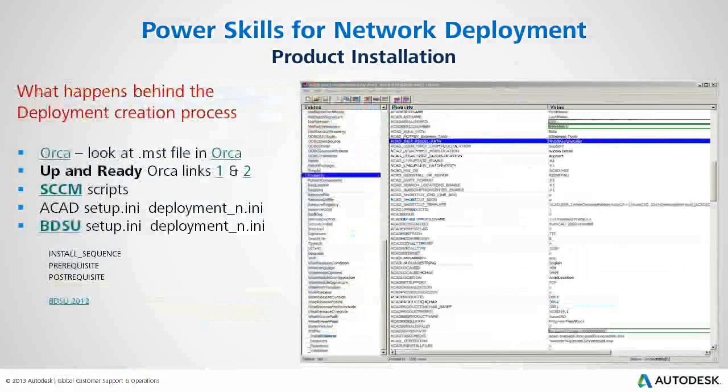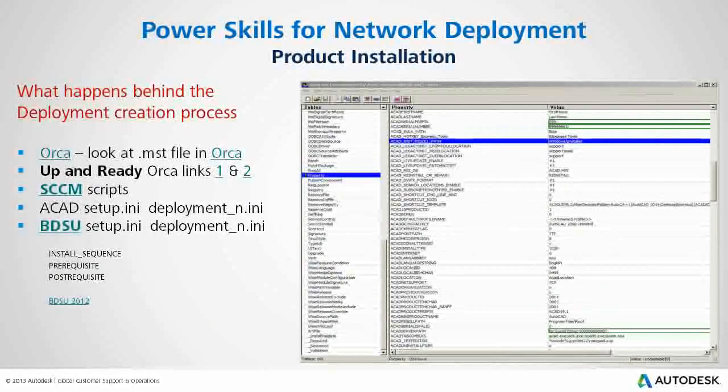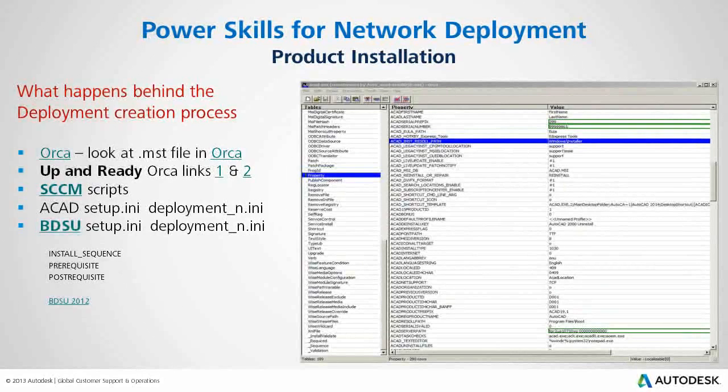Now, behind the network deployment, what happens? There's a few things. Certain configurations are kept in the deployment name .ini files. Some are kept in the MST file. So here is a screenshot of an MSI. Lots of people say MSI file. It's kind of a closed file, and you cannot really read it, right?